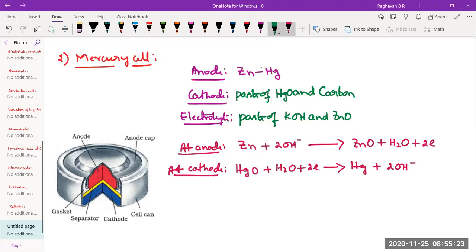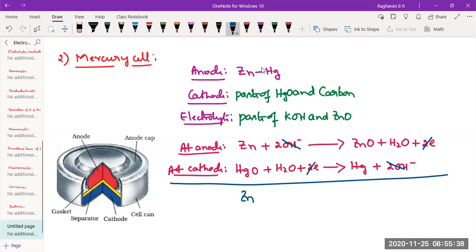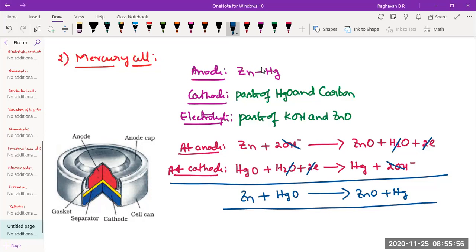If you want, you can get the overall reaction by adding these 2 reactions. Cell reaction. What are the things that will cancel? 2 OH and 2 electrons. Okay, so then the overall cell reaction responsible for EMF is zinc, HgO, this water also cancels, giving rise to ZnO plus Hg. You can see zinc undergoes oxidation, anode, mercury oxide undergoes reduction, cathode. That's it.